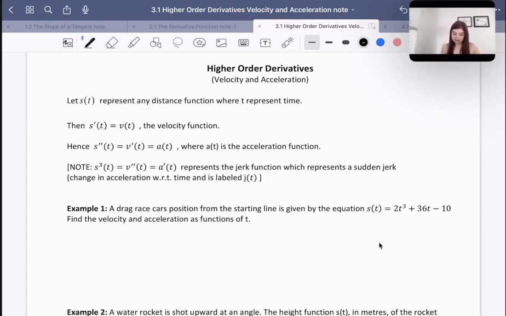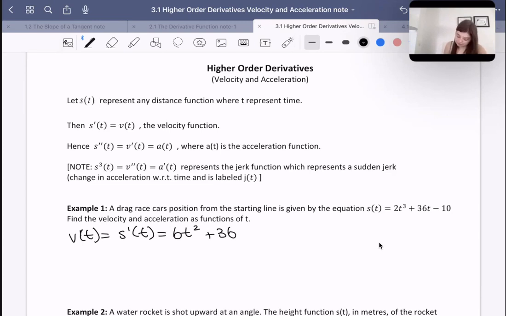Example 1 says, a drag race car's position from the starting line is given by this equation. Find the velocity and acceleration as functions of t. So to find the velocity, we know that the velocity is the same as the derivative of the original function. And we can very simply find that just by using the power rule, nothing too fancy here, and say that it's going to be 6t squared plus 36. And there we have it.